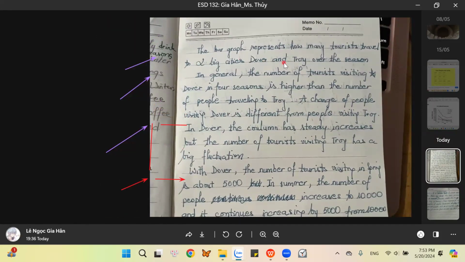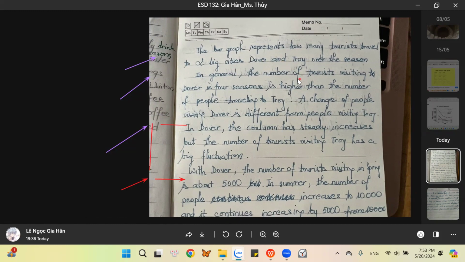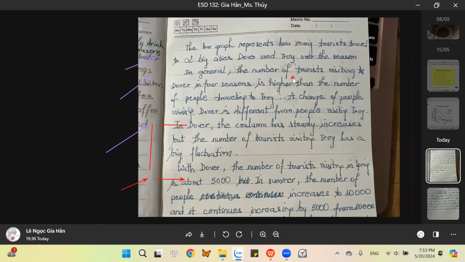The bar graph represents how many tourists travel to big cities, Dover and Troy. Here, you are missing a comma. Two big cities, comma, Dover and Troy.